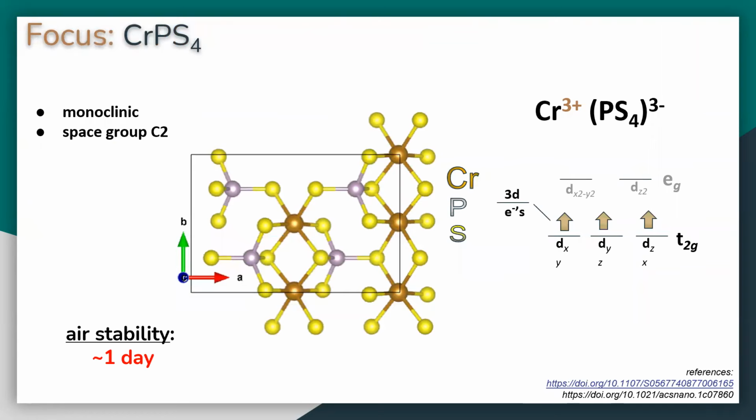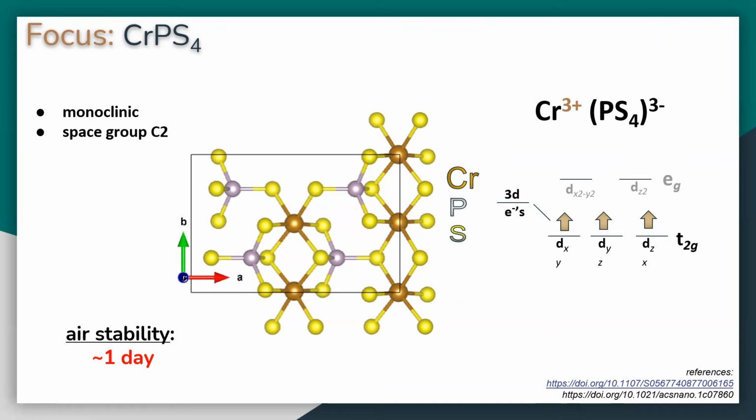Okay, moving on to the material focus, chromium thiophosphate. Chromium thiophosphate is a rectangular structure and paired through the covalent bond of phosphorus and sulfur 4, then ionically bonded with the transition metal chromium.